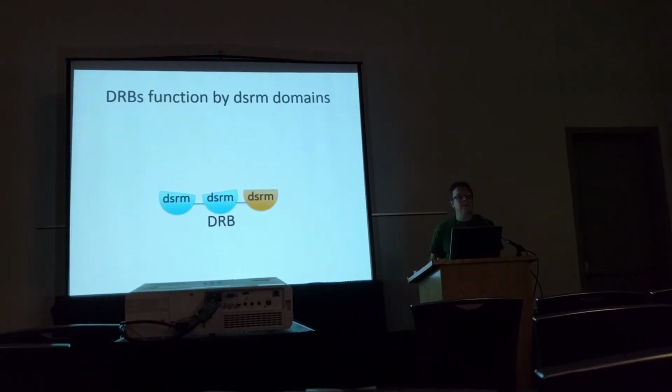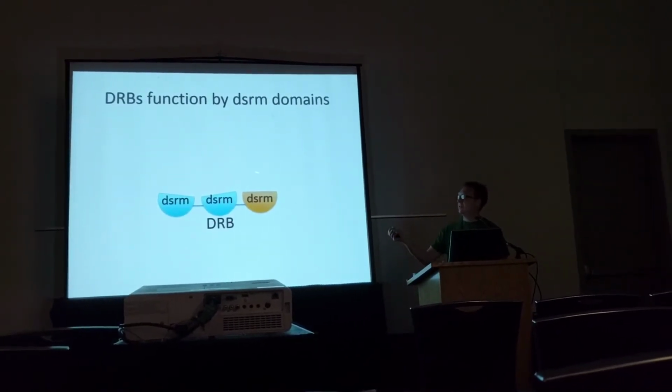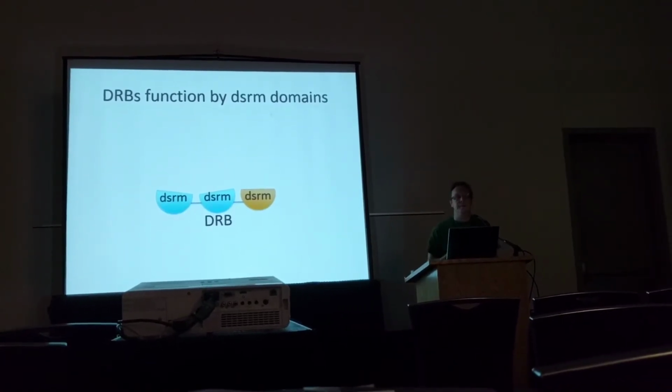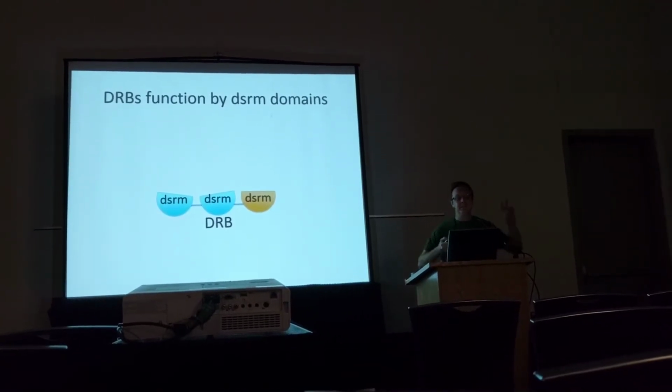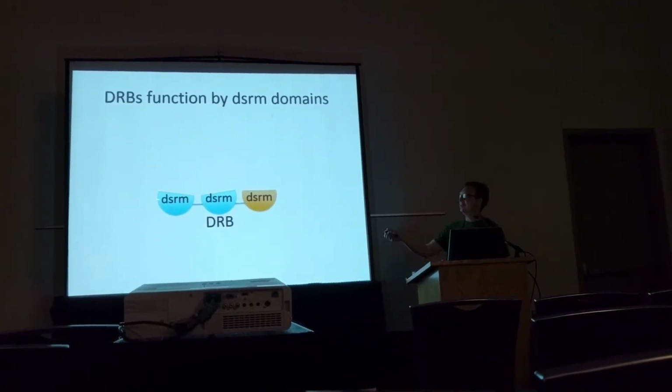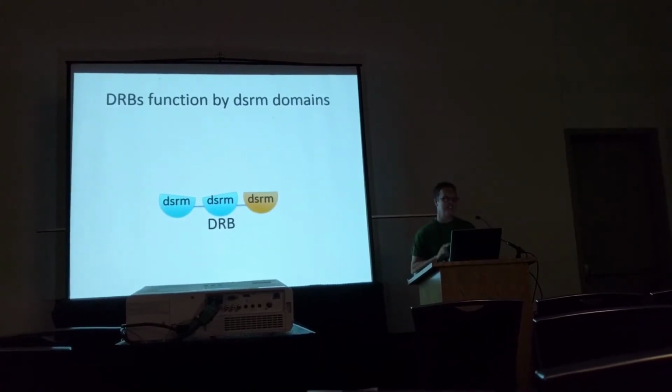So these DRB proteins are typically composed of a tandem array of 2 to 3 DSRMs. So these are double-stranded RNA binding motifs. And those are the only 2 acronyms that I'm going to use, DRBs and DSRMs. So remember those 2.